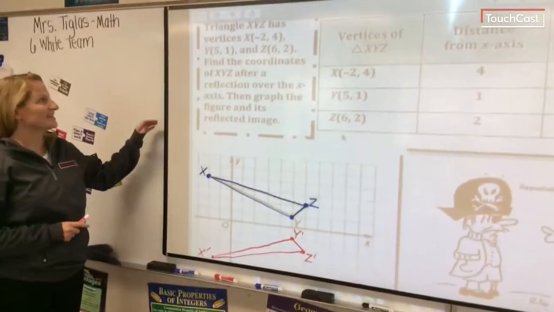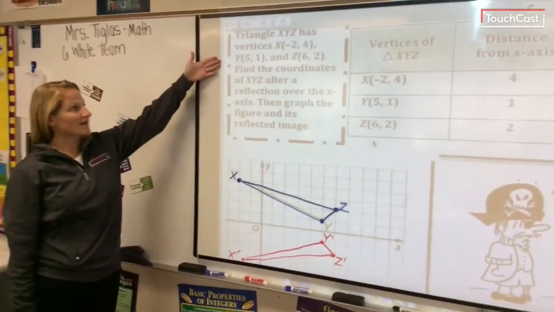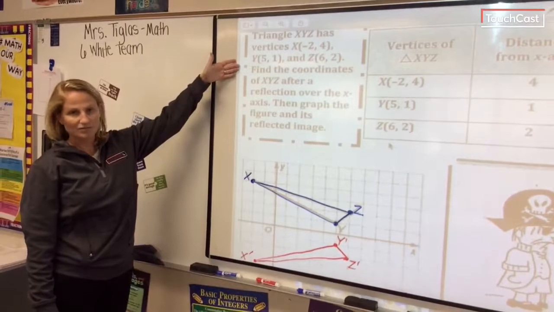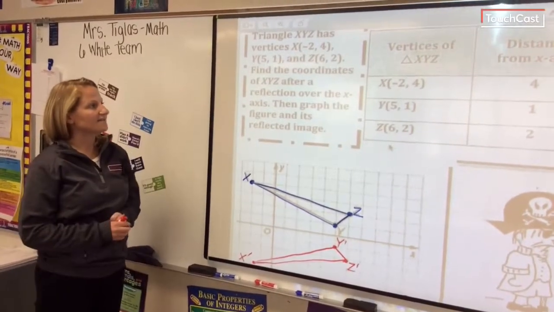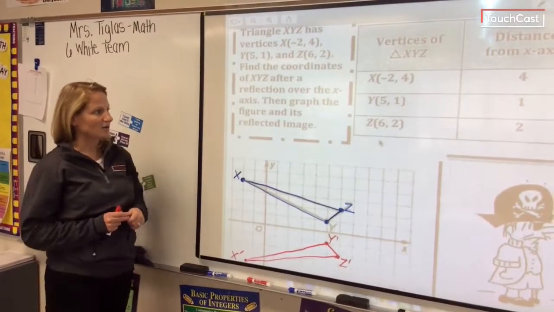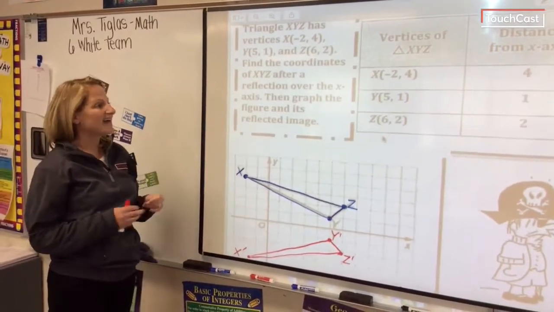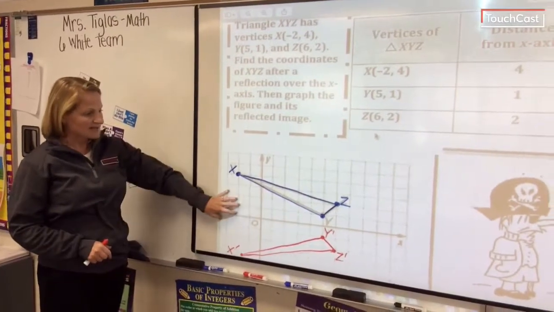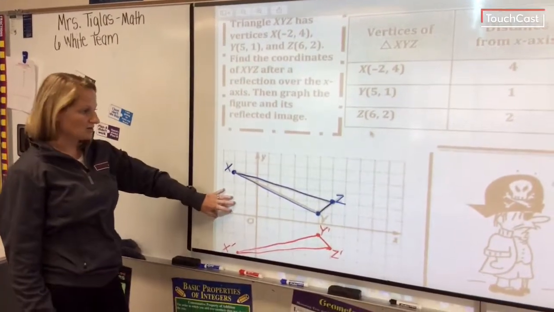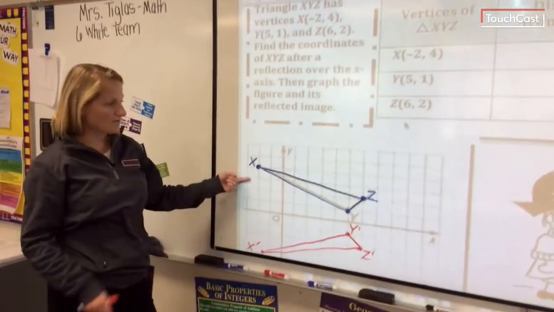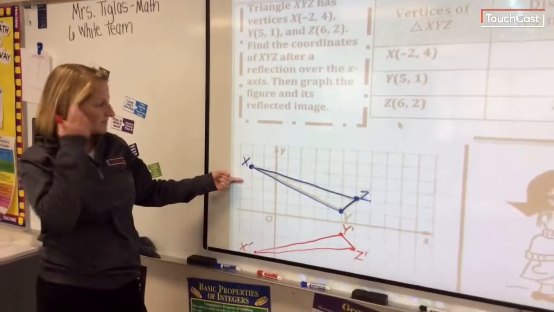Okay, let's take a look at the next problem. Here it says triangle XYZ has vertices, and then it lists what all the vertices are. And then it tells us to find the coordinates of XYZ after it's reflected over the x-axis. We then are going to have to graph the figure and its reflected image. So it's a lot easier for you guys to see this on GoodNotes. If it doesn't look clear enough, feel free to draw over it just like I did. And you can use the shape tool.